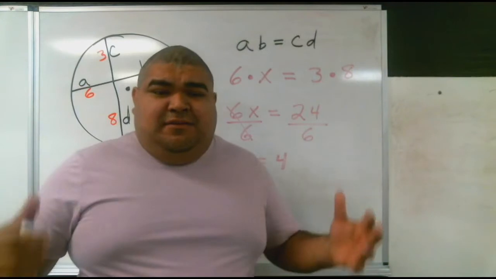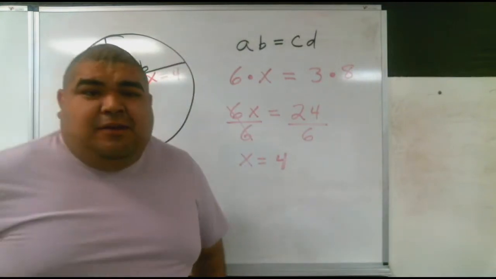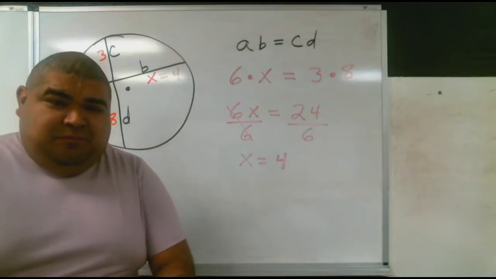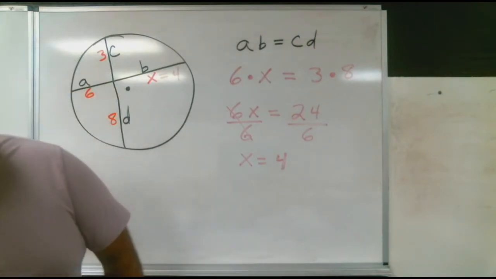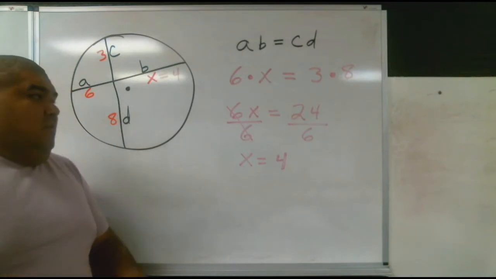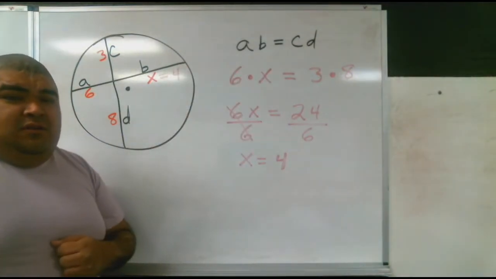Okay, that's it. Very, very simple concept today. Okay, it's called special segments in a circle. All right, so make sure you write it down in your notes. Okay, make sure you write the equation.